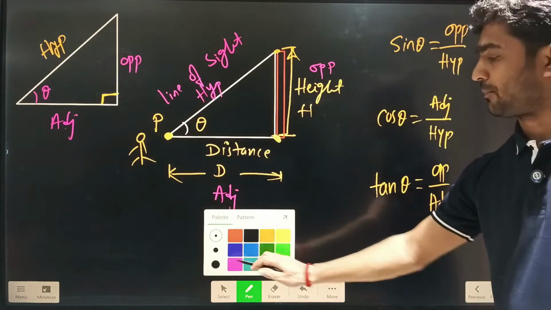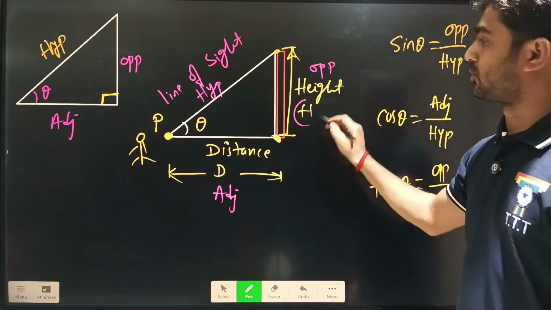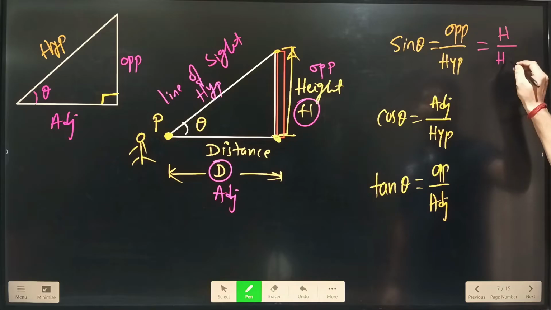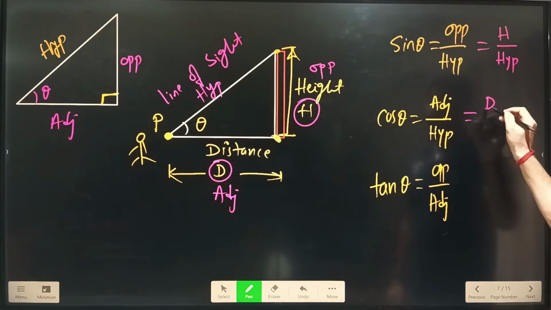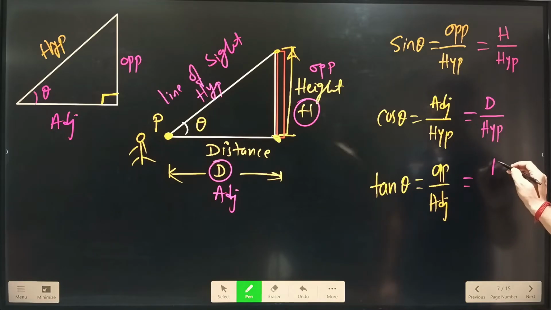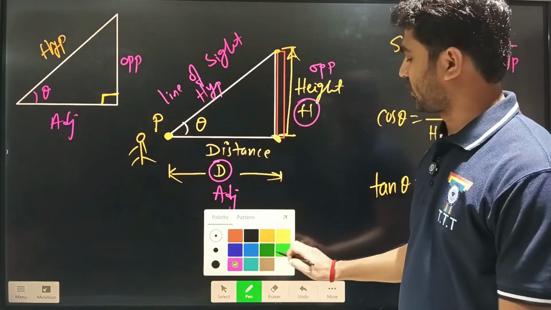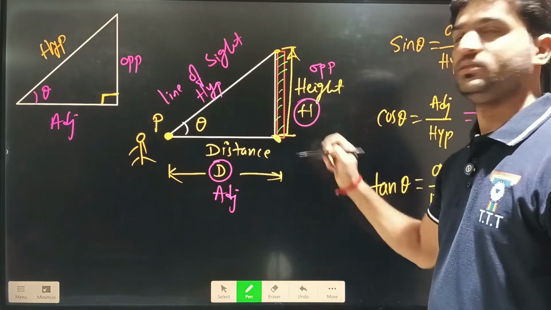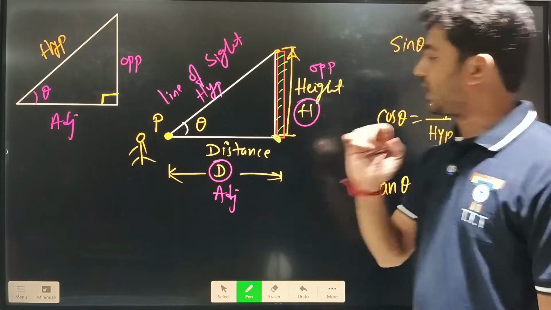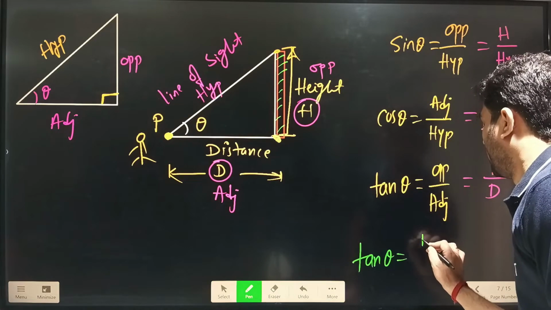For these applications, in sin theta, the opposite side is the height H, so sin theta is H by the hypotenuse side. Coming to cos theta, adjacent means distance D, divided by the hypotenuse. Next, coming to tan theta, the opposite is the height divided by the adjacent, the distance from the specific point P. Suppose this is a building of height H, and from some specific point the distance is D. Note that tan theta, the tangent of the angle, is equal to H by D.